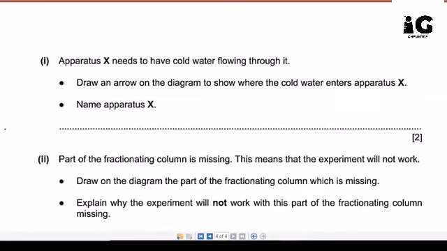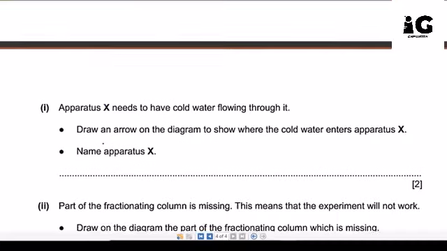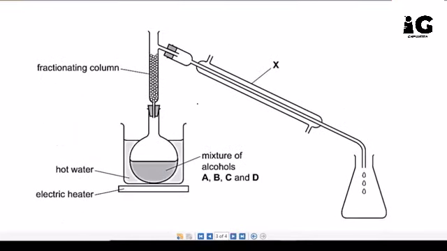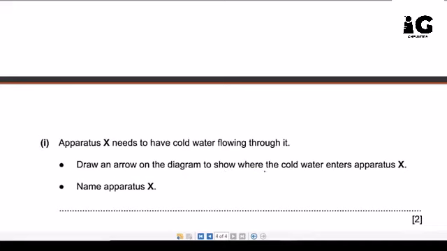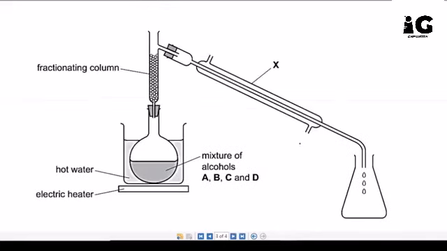Okay, so the first question is: apparatus X needs to have cold water flowing through it. Draw an arrow on the diagram to show where the cold water enters apparatus X, and also name apparatus X. So let's come back to apparatus X. Actually, apparatus X, it's clear, it's a condenser. So the apparatus X is a condenser, guys. And now we should also draw an arrow to show where the cold water enters. So here actually we have 2 openings, guys, the one at the bottom and the one at the top. So which one is going to be more appropriate?